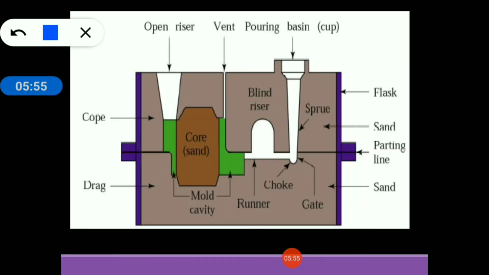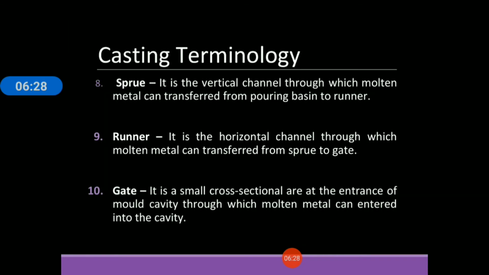Yes, in this figure, this is your core. If you want a hole or cavity in this product, then place this core. If you place this core, then your molten metal will not enter into this particular part. After solidification, you remove this core by some shaking movement or vibrating it, or any other means. You just remove this sand, and at that place you will have a hole.